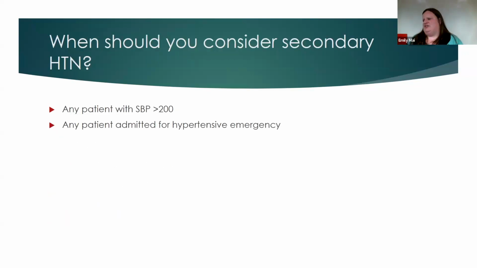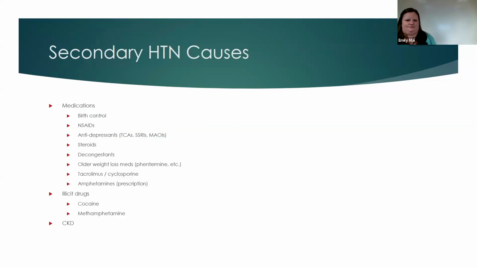Actually, I don't think I put resistant on here. You should include resistant as times to consider secondary. And then any patient who's admitted for hypertensive emergency, because again, you shouldn't get that hypertensive that you have caused end organ damage from primary. Not that you can't, but it's atypical.